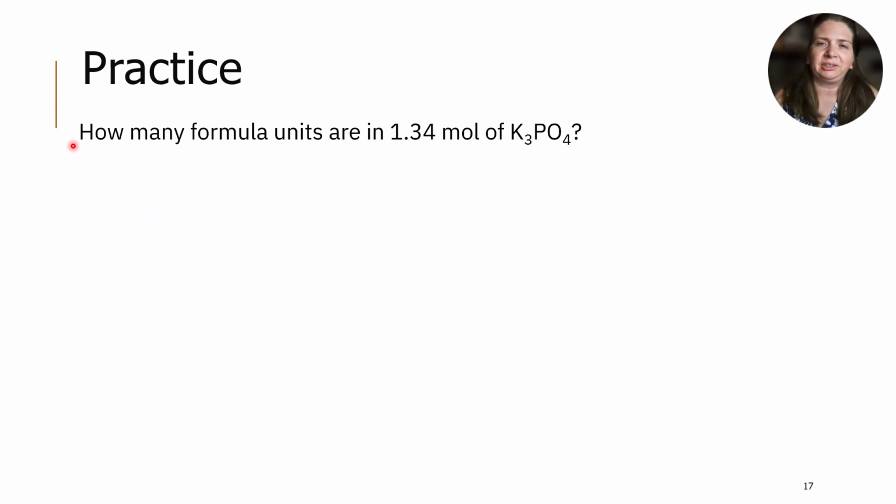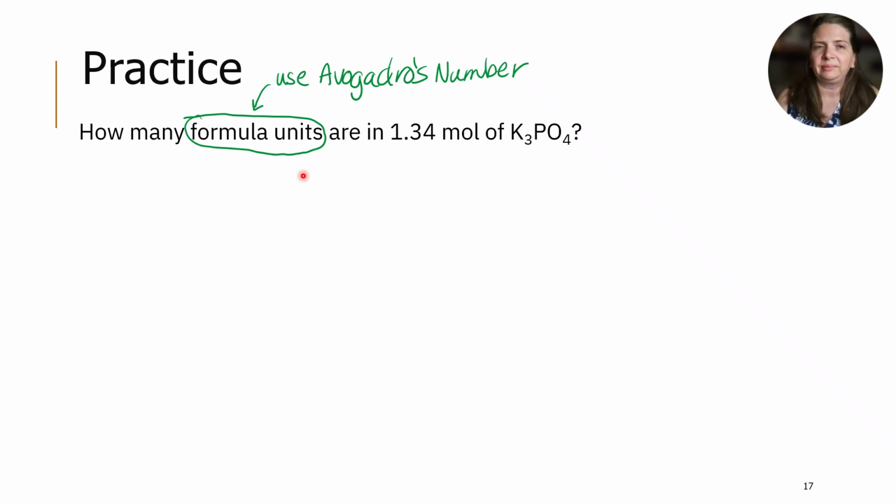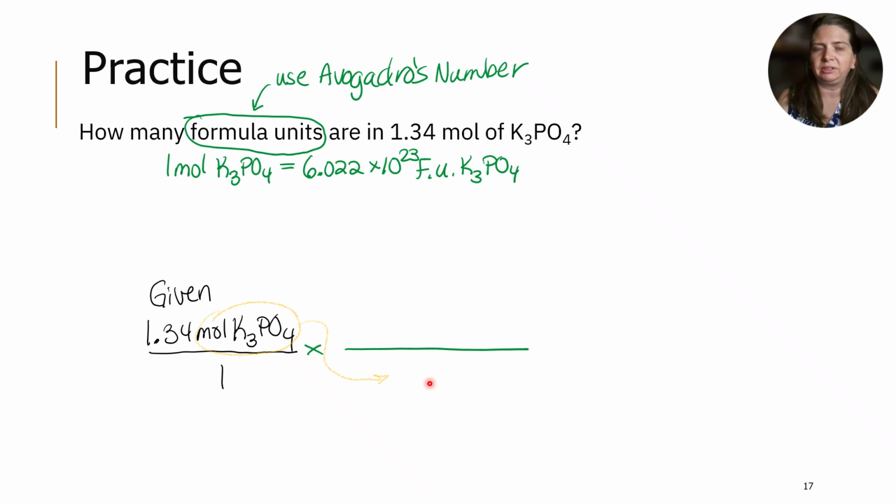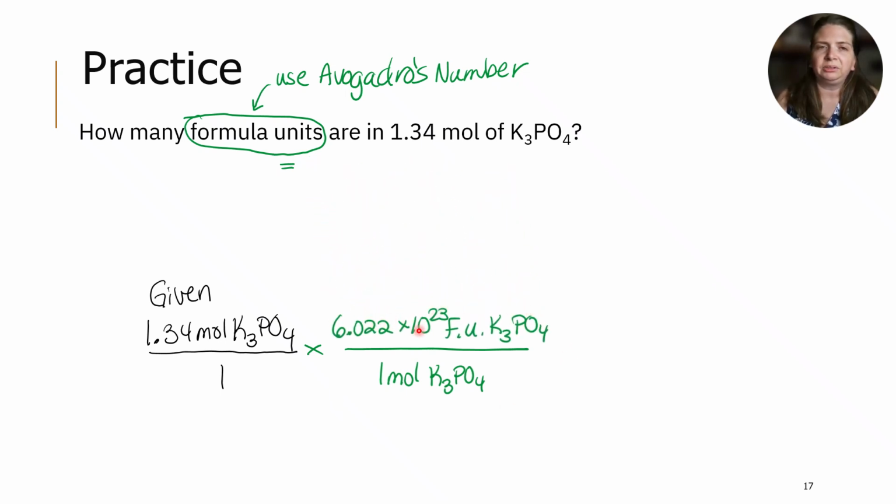How many formula units are in 1.34 moles of K3PO4? The phrase formula unit tells us immediately that we need Avogadro's number. Recall, 1 mole of K3PO4 is equal to 6.022 times 10 to the 23rd formula units of K3PO4. Begin with the given value, 1.34 moles of K3PO4. Set up a conversion factor so that moles will cancel. The moles of K3PO4 go in the denominator, 1 mole of K3PO4. The number of formula units will go in the numerator, 6.022 times 10 to the 23rd formula units of K3PO4.